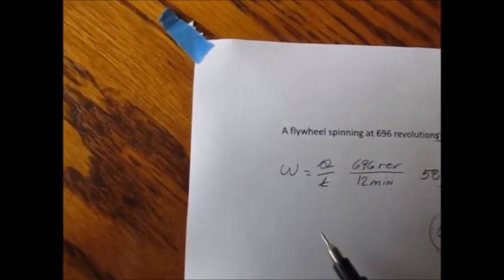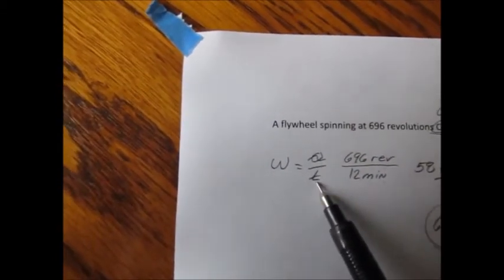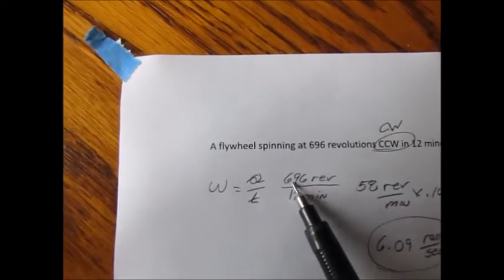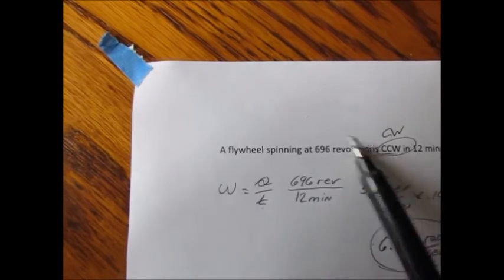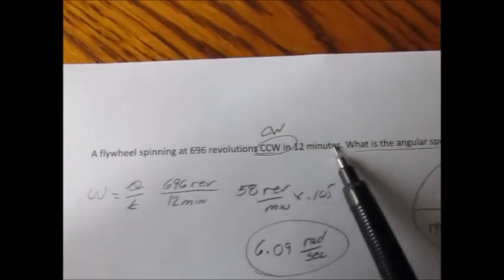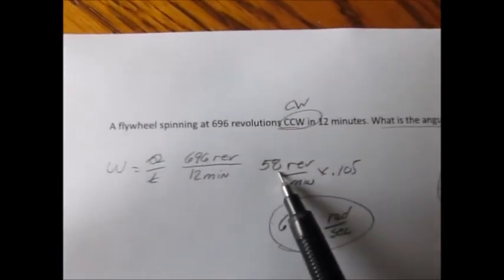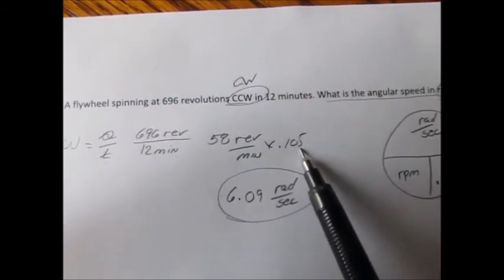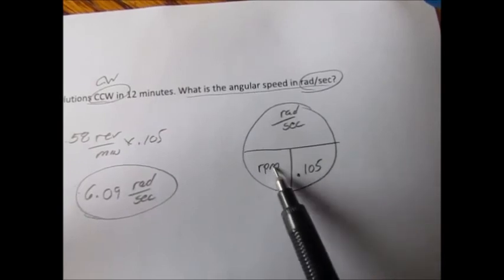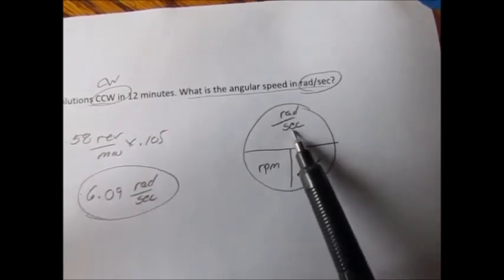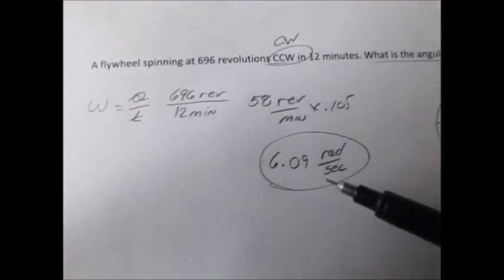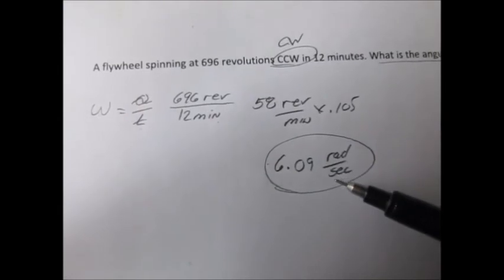So to quickly review, my formula is W equals circle line over T. We typed in our numbers of 696 revolutions over 12 minutes, which I took from here. We did that math and got 58 revolutions per minute. We multiply that by 0.105 because that's our conversion factor to get from RPMs to radians per second. Because remember, we're looking for radians per second, so we cover that up. And it's RPMs times 0.105. We do that, we end up with 6.09 radians per second.